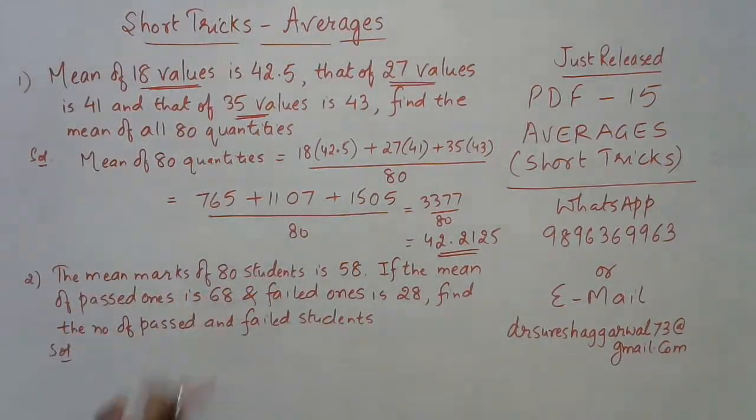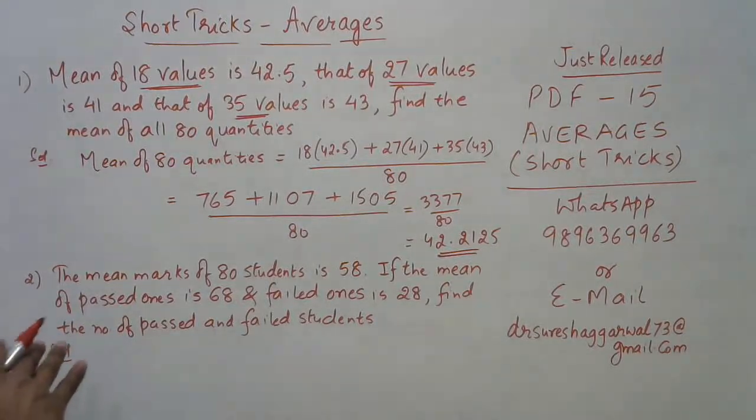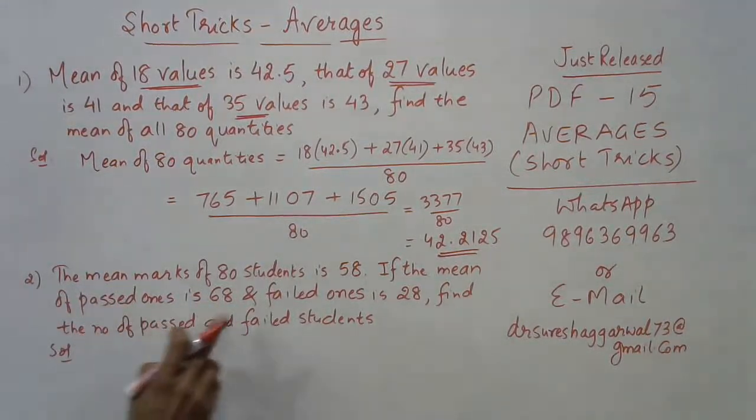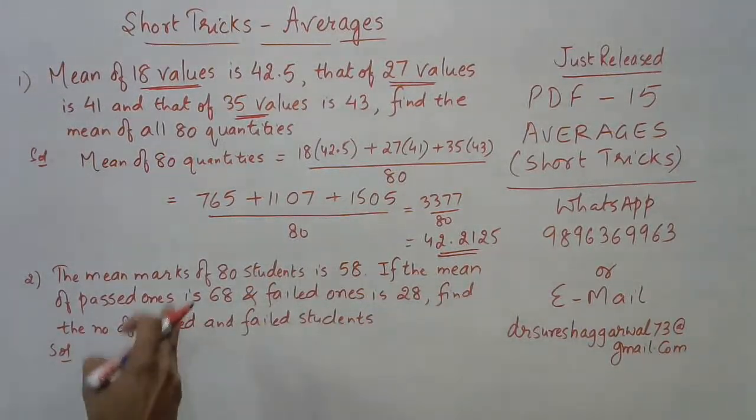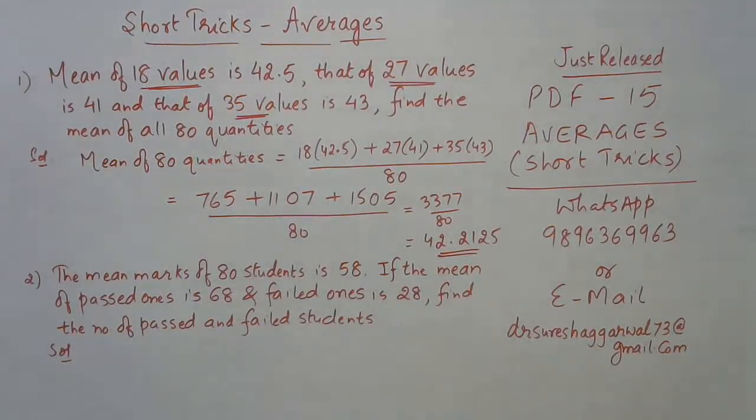The mean marks of 80 students is 58. Okay, and then there are pass students and there are fail students. So for the pass students, the mean is 68, and for the fail students, the mean is 28. So you need to find the number of passed and the failed students. Again, a question which assumes a greater importance. When you actually solve it in the exam, you should be very quick in solving this one. What do we do in such cases?